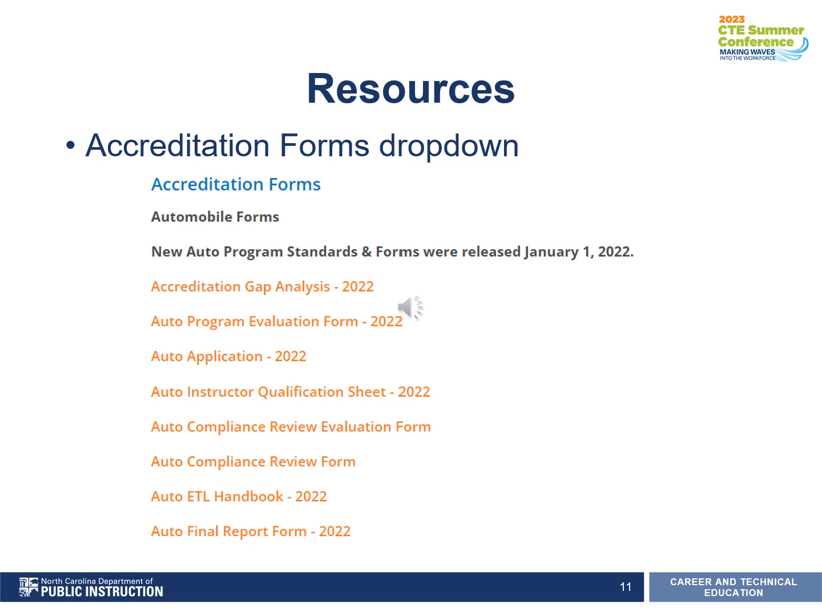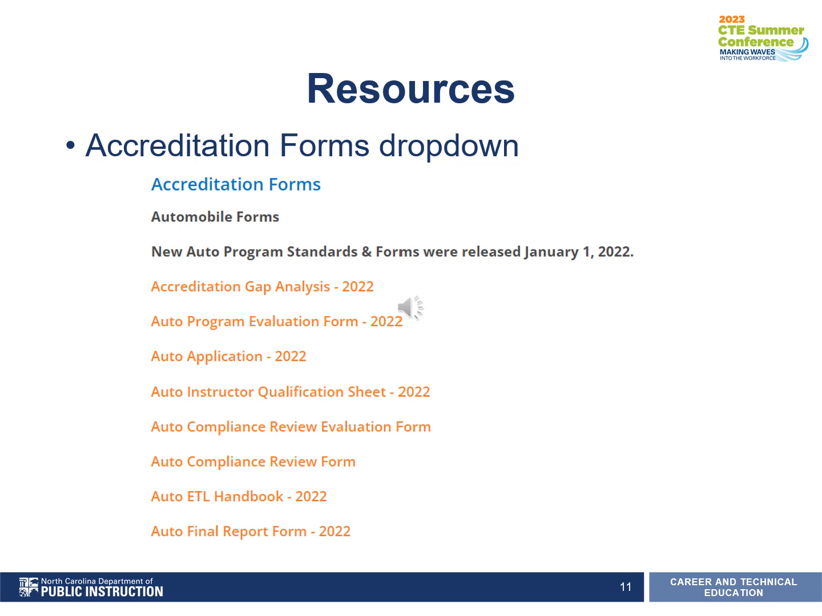A great resource that I highly recommend using and referring to is the Auto ETL Handbook. This has more detailed information than any other document. Download that. That is what they use to train the ETLs, or evaluation team leaders, that ASE assigns to do the on-site visit. There's a lot of information on the process in there and what to look for. So a great resource is the Auto ETL Handbook.